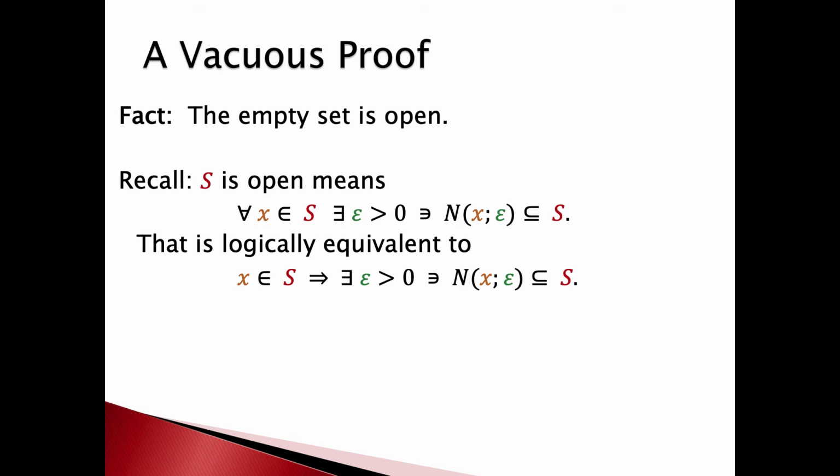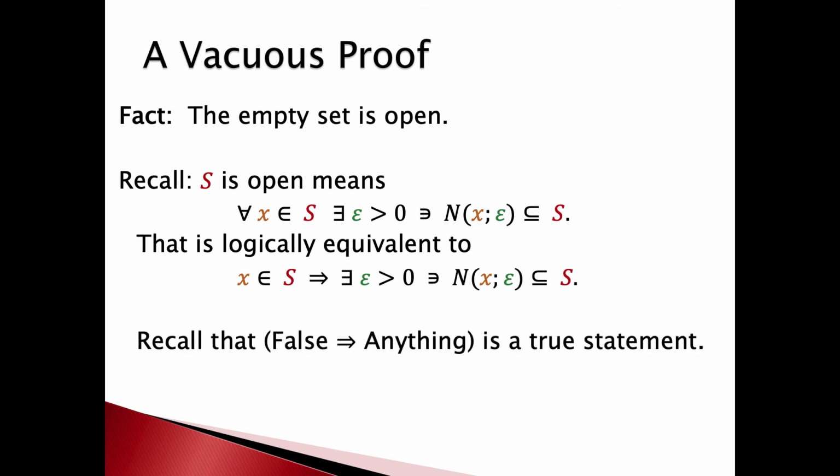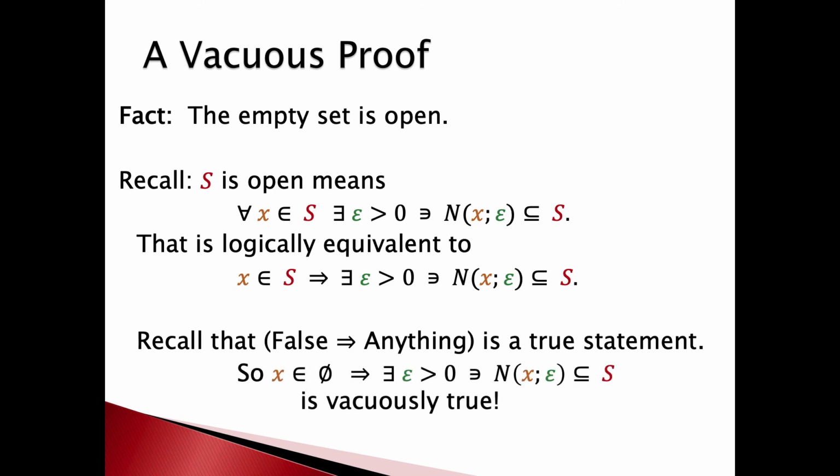Wait a minute, there's a problem, right? That's weird, right? Well, x contained in the empty set is a false statement, because x is not contained in the empty set. And you remember back when we talked about implications that P implies Q would be a true statement whenever the P was false. So sometimes we would say things like false implies whatever. That's a true statement. Right?